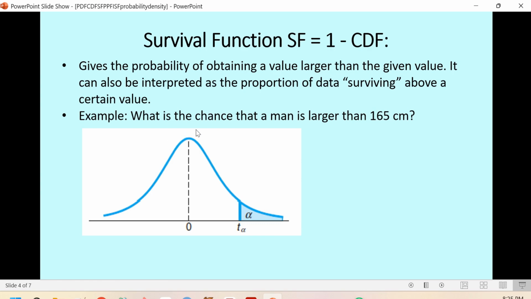So for example, if we want to know what is the chance that a man is larger than 165 cm, this is the shaded area or alpha area. So we want to calculate the probability on the right side of this value on this density curve. So it is the same as 1 minus this CDF. This is the CDF for the white area, right? The CDF for this value. Then 1 minus this CDF is the survival function, the survival probability.